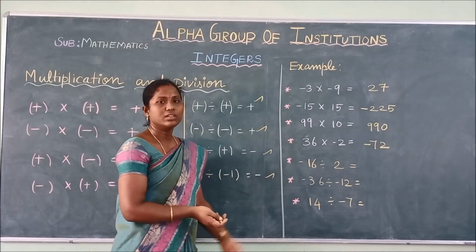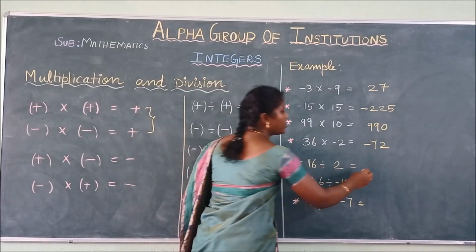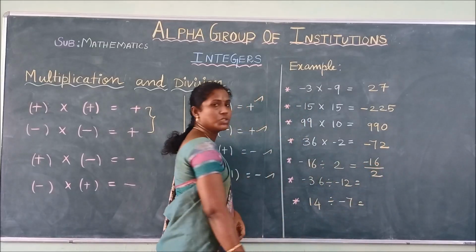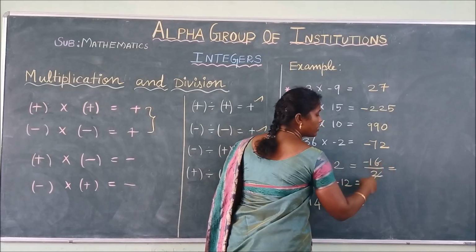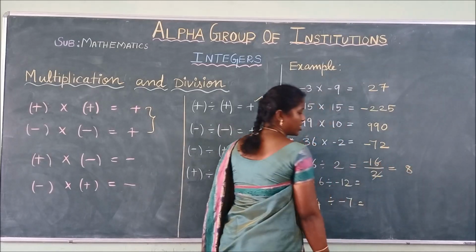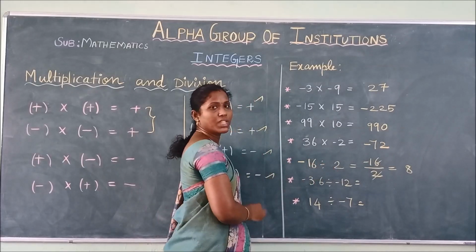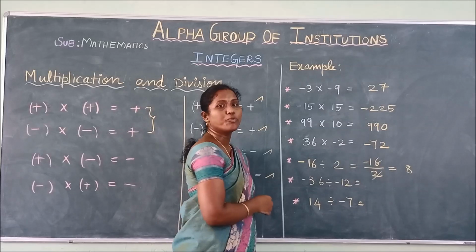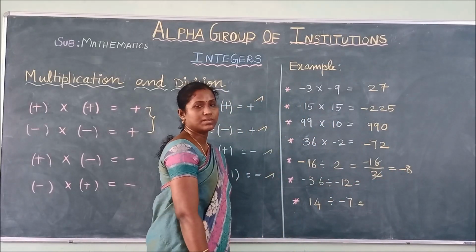Now division: minus 16 divided by 2. We can write it like this, minus 16 divided by 2. If I simplify by 2, 8 2s are 16. So see, one is negative and the other is positive. Different signs, what will the answer be? The answer will be in the form of minus. So the answer here is minus 8.